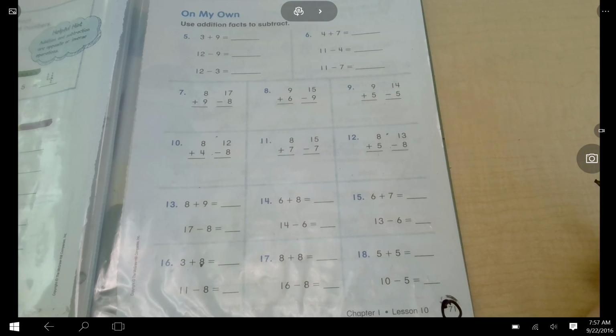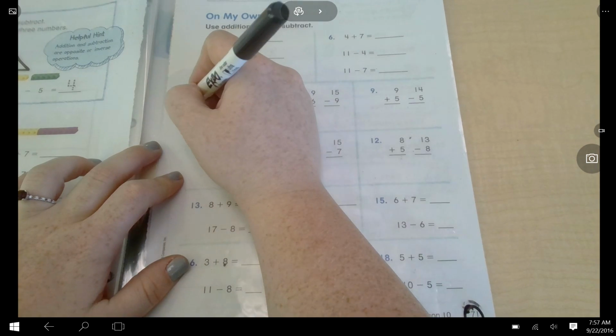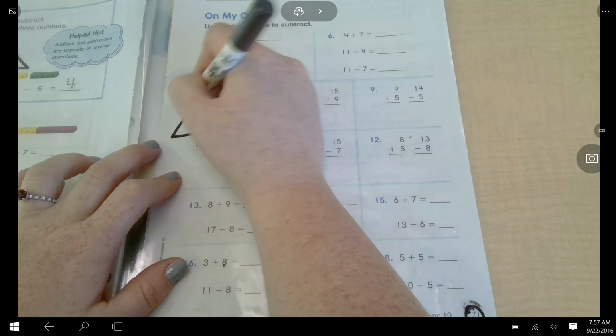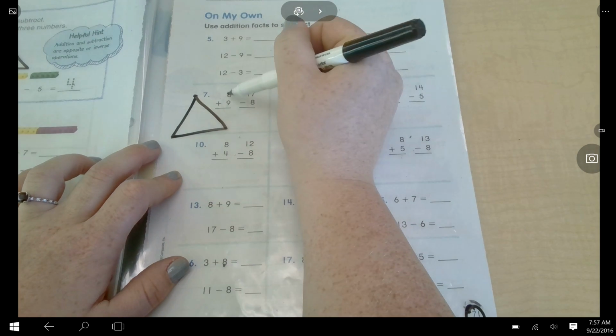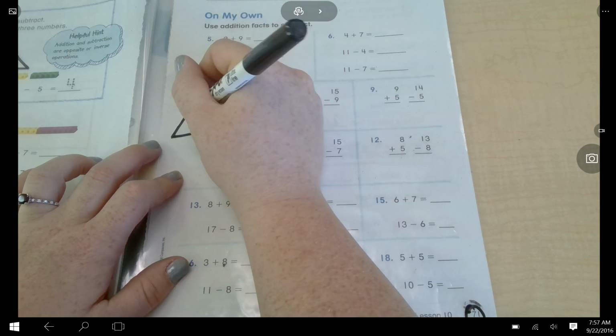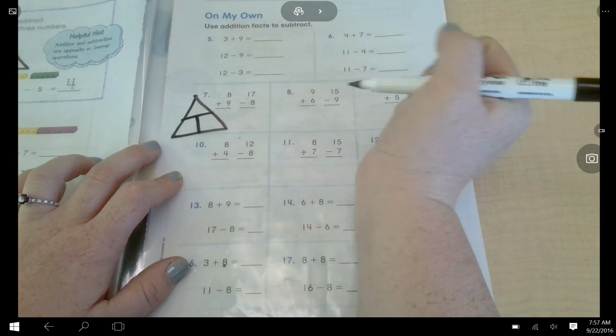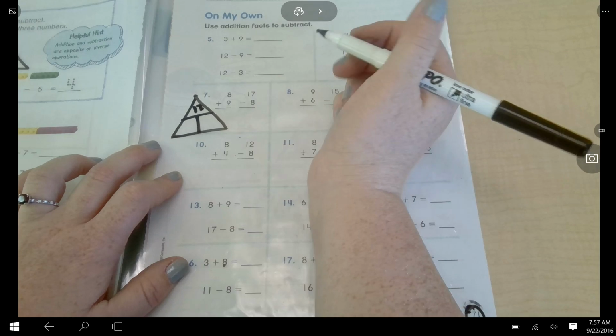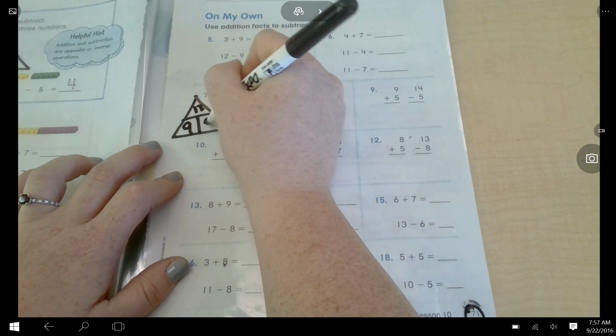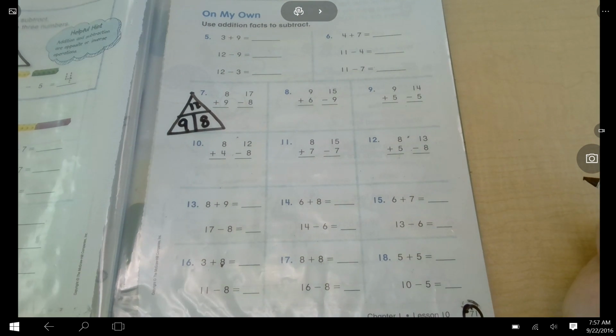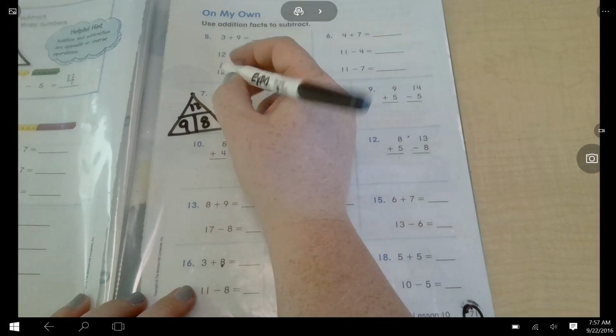I'm going to show you how to use that fact family triangle again with number 7. Look at number 7. It only gives you 2 number sentences, 8 plus 9 and 17 minus 8. Well, out of those 2 number sentences, 17 is the biggest number, so it goes in the top. I put the other 2 numbers in the bottom parts of the triangle. Now I can find my answers really fast.